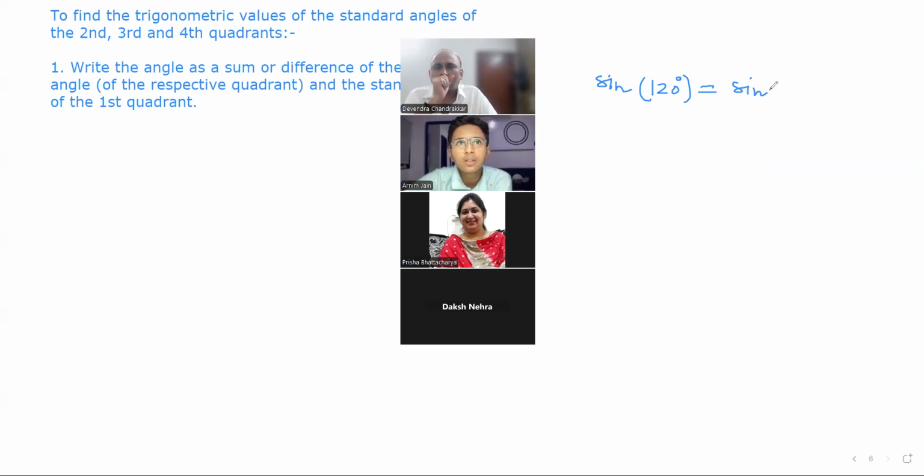The reference angles are 90 and 180. So we will add to 90 and subtract from 180, only then will we get the second quadrant. So what do we add to 90? Which standard angle should be added? 30. Very good. Which should be subtracted? 60. Very good.